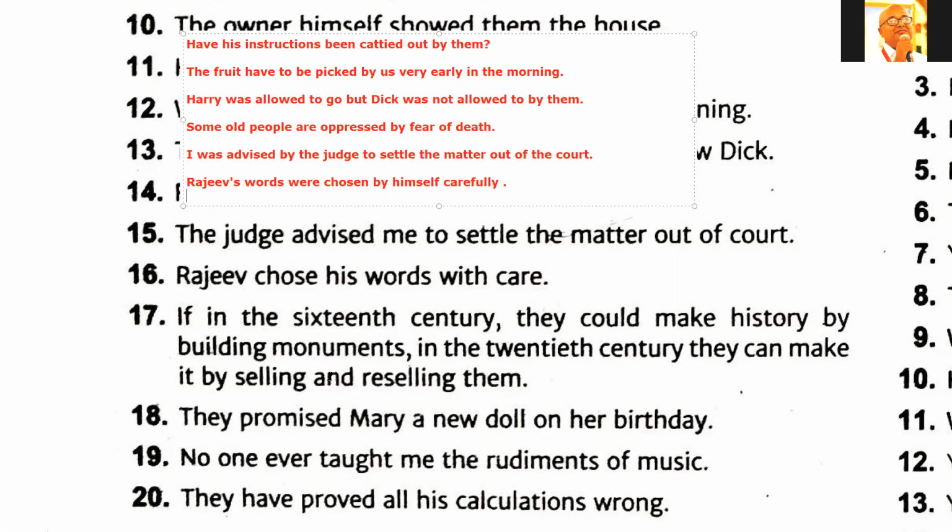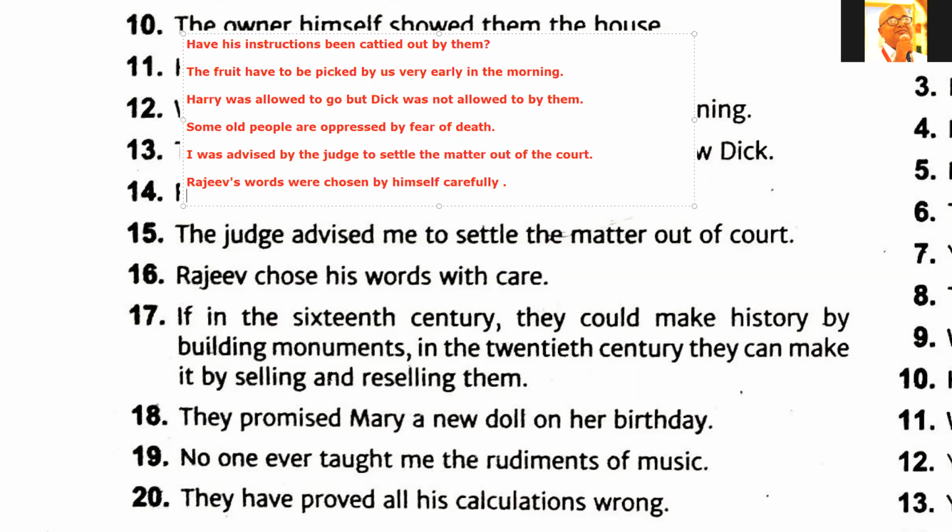Monuments means big architectural structures, big sculpted work, like the Taj Mahal, like the Cathedral of Basil, the Basil Church. These are big monuments. So in the 16th century, people were able to create history by building big monuments. In the 20th century, they can make it by selling and reselling them.